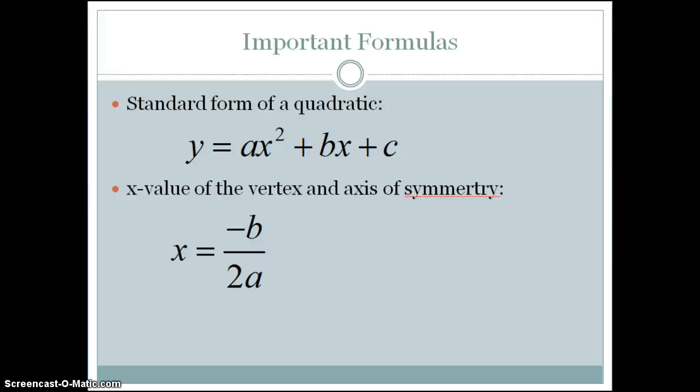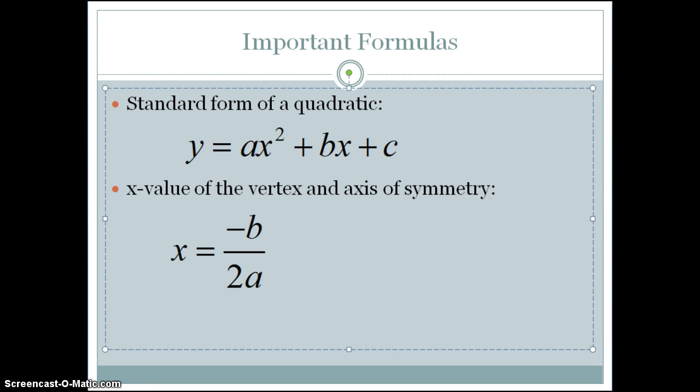Formulas you need to know. These you're going to need to know throughout the entire thing, so make sure that you write these down. These are always very important for graphing, factoring, anything that we do with quadratics. You're going to want to know this.